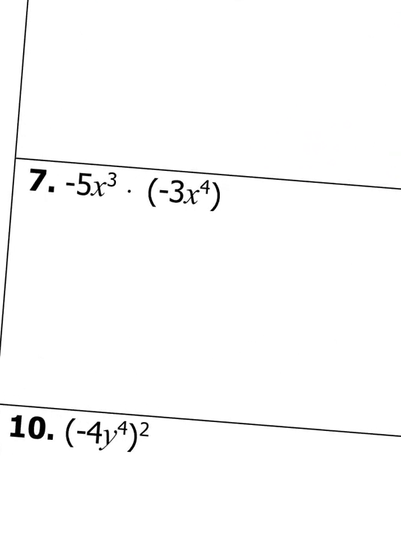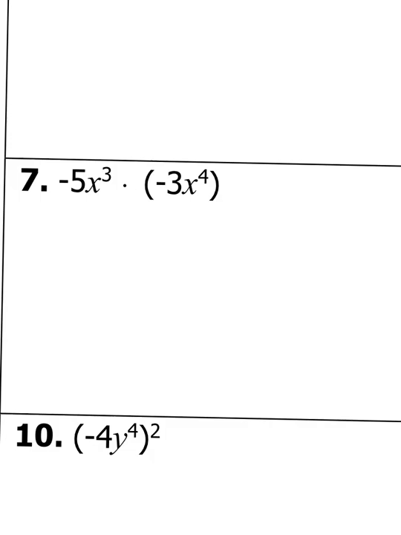Zooming in here to 7. Again, we are just multiplying. So -5 times -3 is positive 15. And that's going to be x to the 7th power. You've got 3 x's multiplying here, 4 multiplying here. So altogether, because they're multiplying, you have 7 x's multiplying.